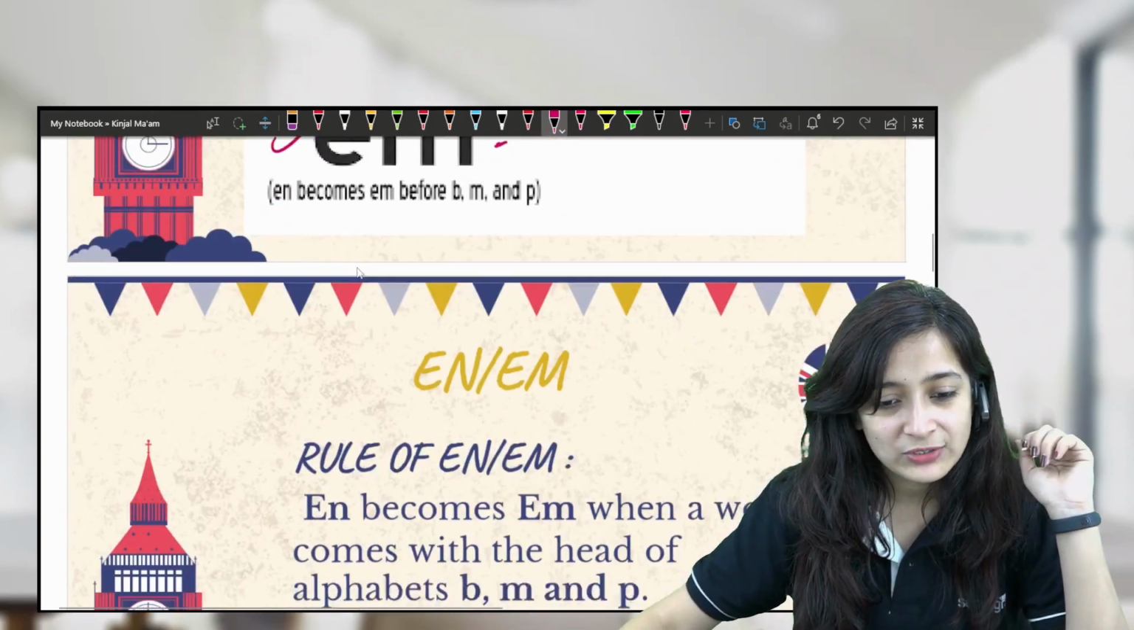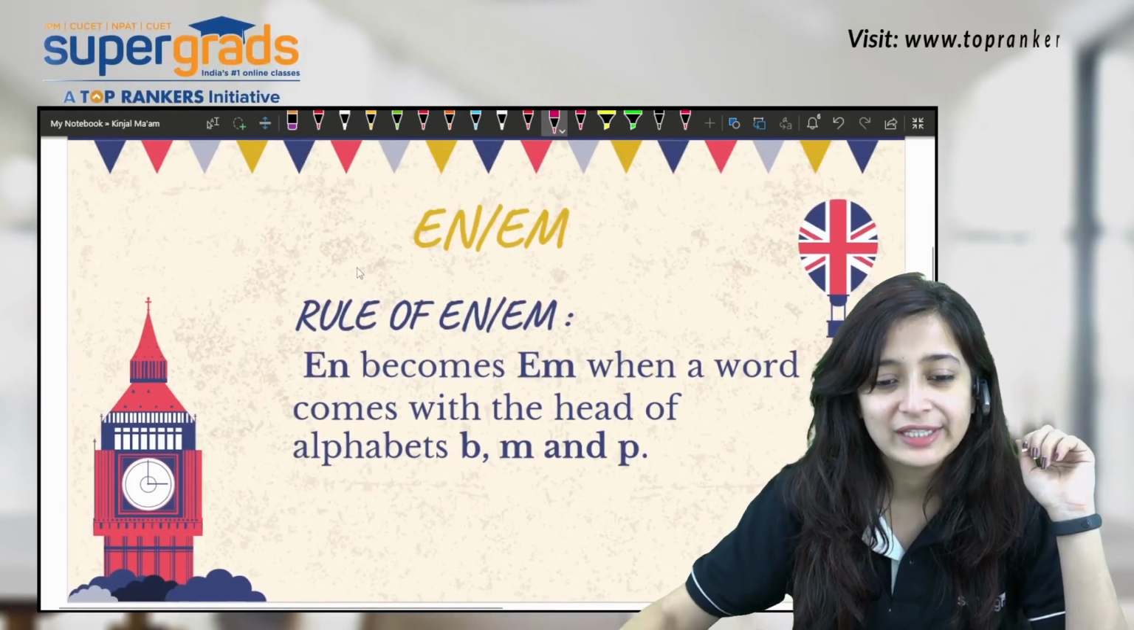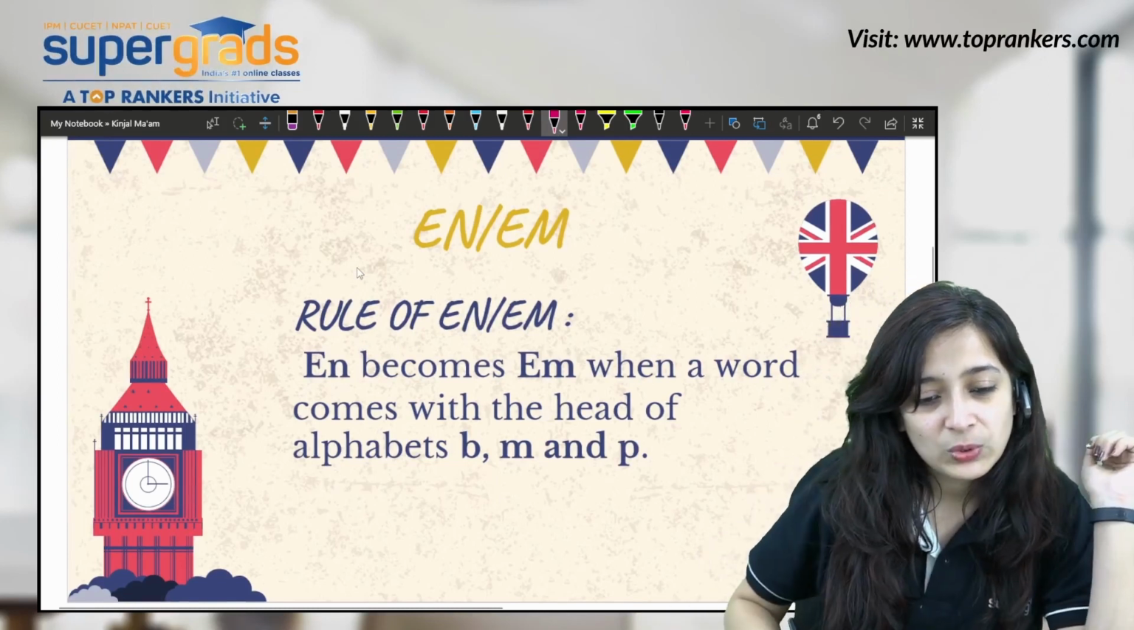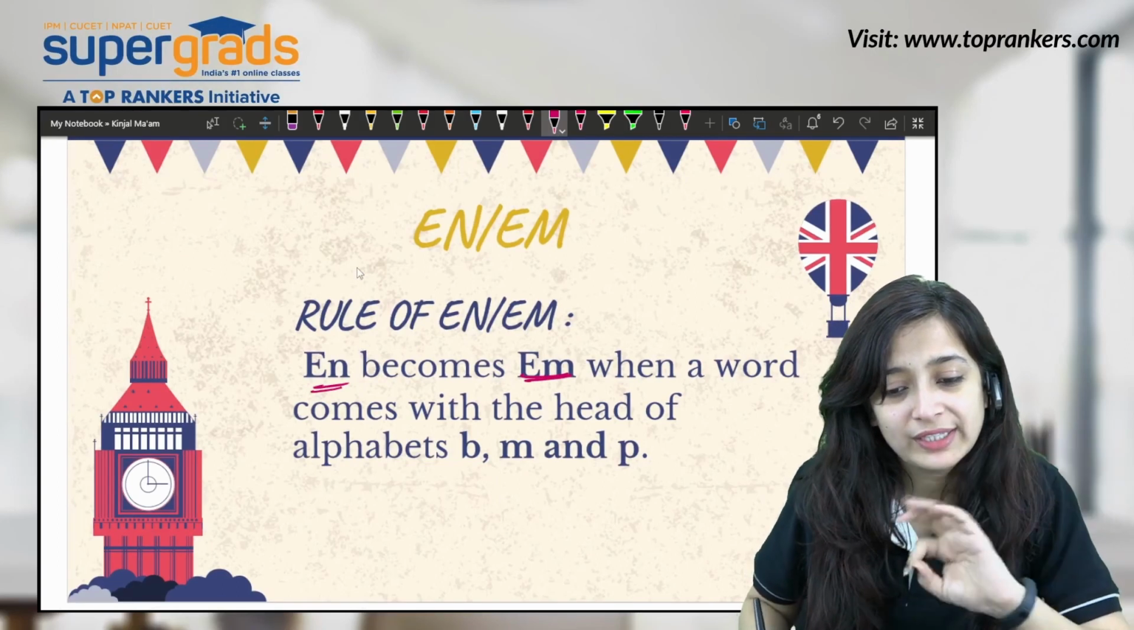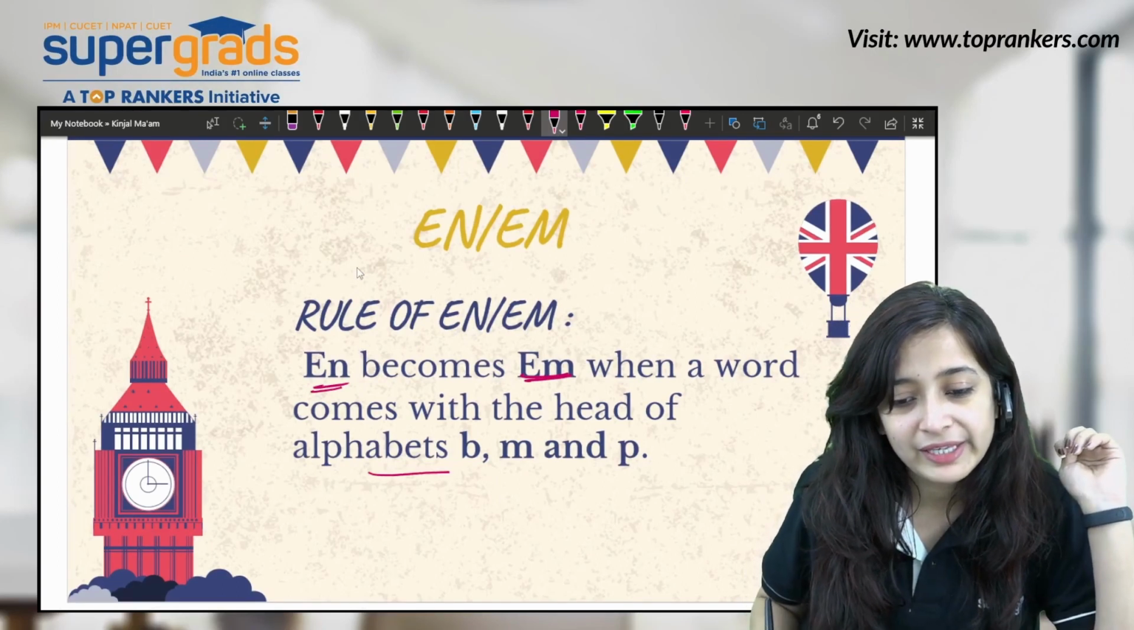And how is that? So there is this interesting rule for en and em usages. So en becomes em when a word comes with the head of the alphabet B, M, P.